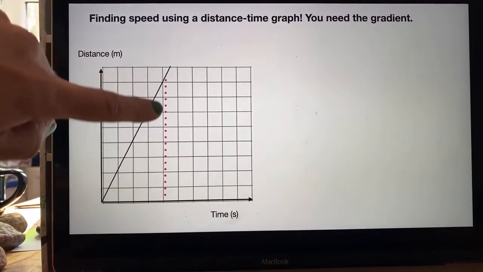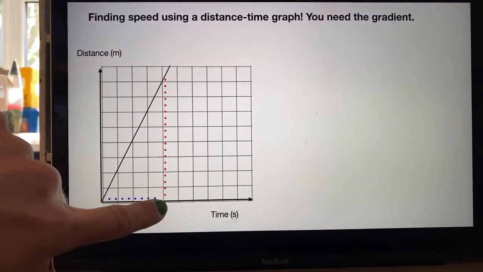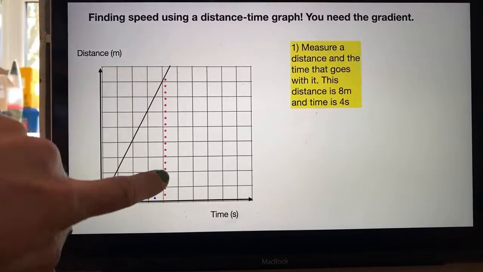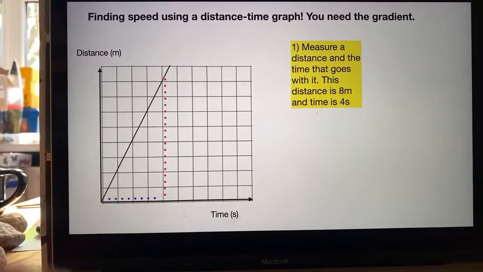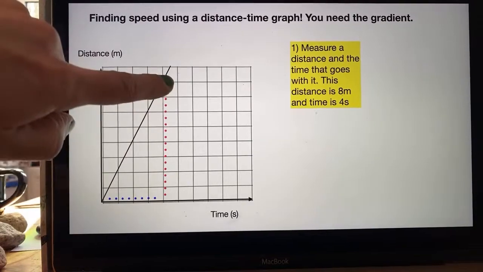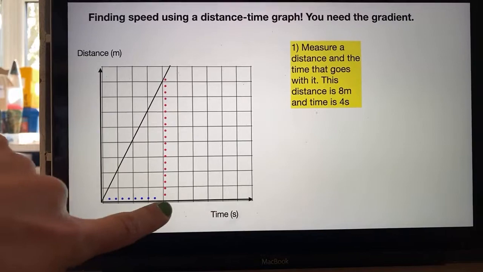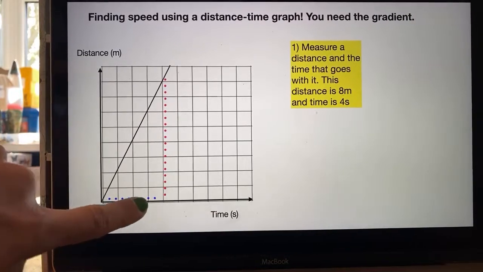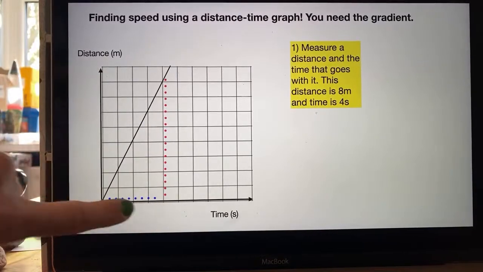So we've got our line going down here, and we've got our matching line going across there. So wherever that line stops, you have to... I'm not explaining this well, but it'll all make sense in a bit. Wherever that line stops, you've got to measure back to the 0 point. Measure a distance and measure the time that goes with it. So here we've got our distance from the top of the graph to the x-axis, which is 8 meters, 8 squares. And I can see that from there to the 0 point of the x-axis is 4 seconds. So our distance is 8 meters and our time is 4 seconds.